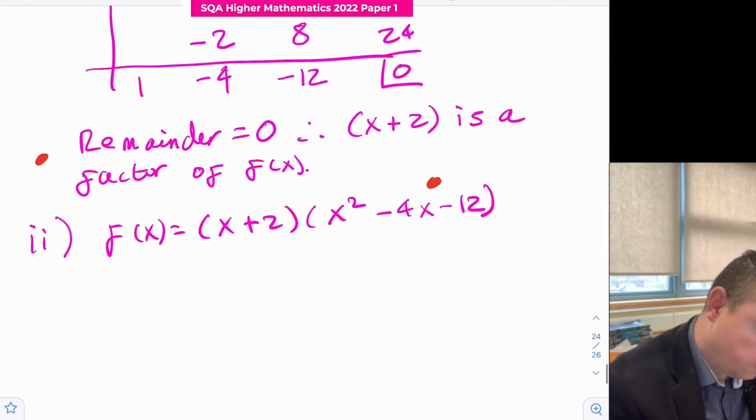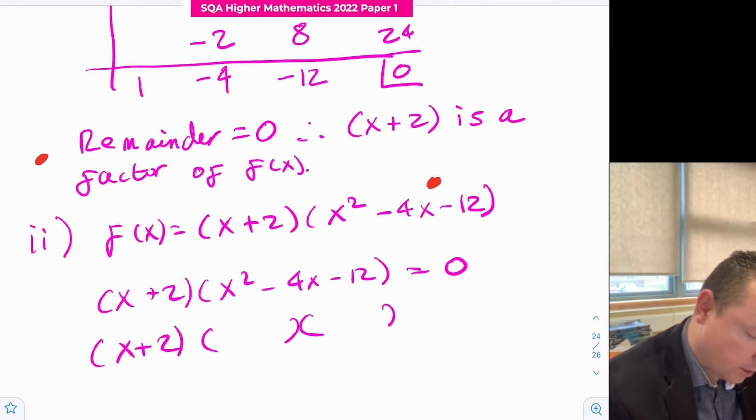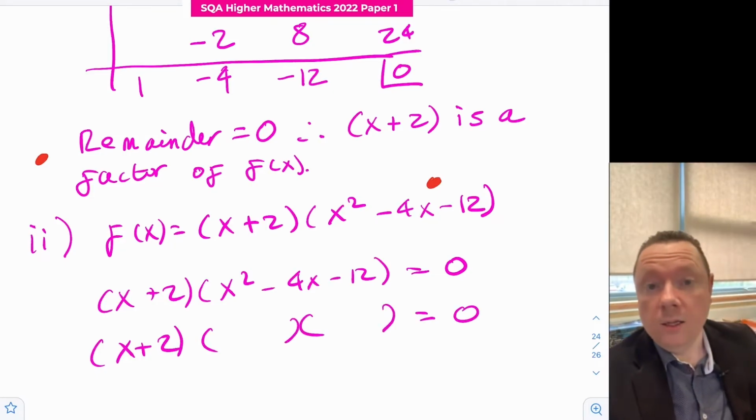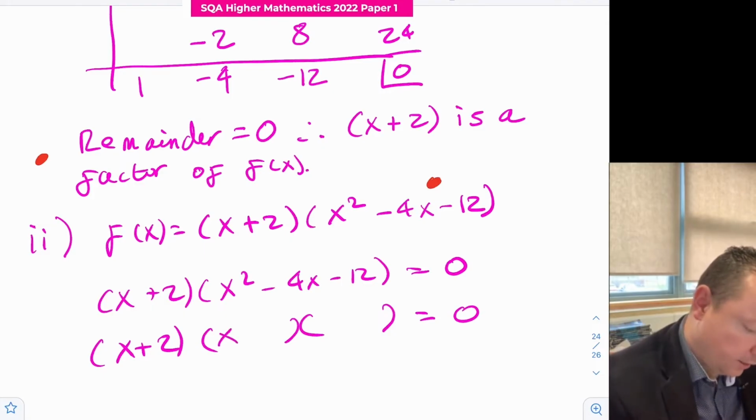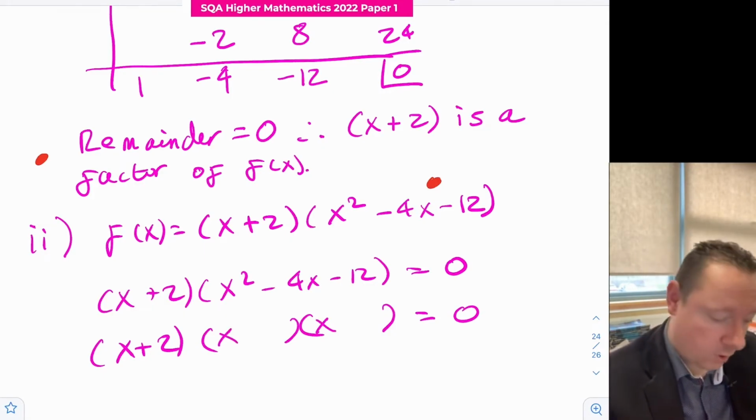Then we need to solve it, so we make it equal to 0. So we've got x plus 2, x squared minus 4x minus 12 equals 0. That's just staying where it is because we've already done that, but we need to factorise our quadratic. So we've got x and x. Two numbers that times to make 12, but add or take away to make 4, must be 6 and 2.